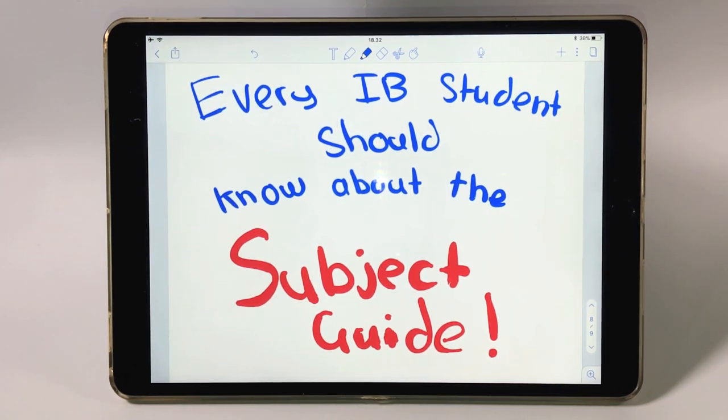All right, get the subject guide. Every IB student should know about the subject guide.